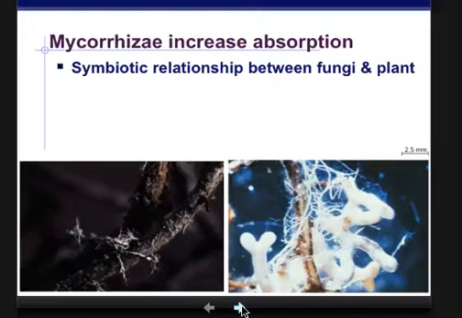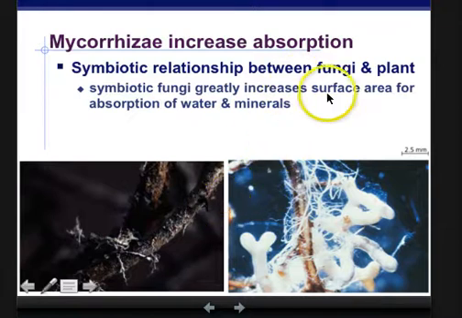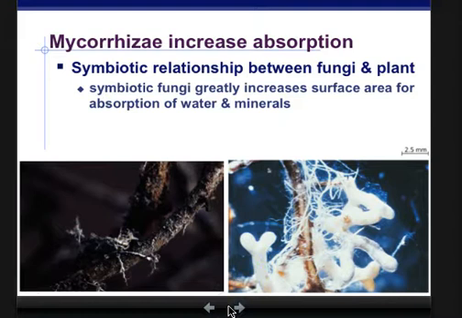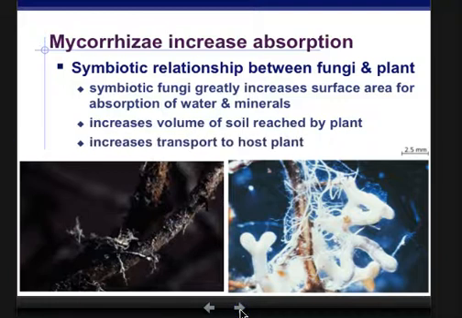And some of the fungus branches kind of push in and are in some of the cells, and it helps the absorption of nutrients. So it's symbiotic fungi, greatly increasing the surface area for absorption of water and minerals. It increases the volume of soil reached by the plant, and increases transport to the host plant. Right, so it's a way that the plant gets to extend itself out a little further.